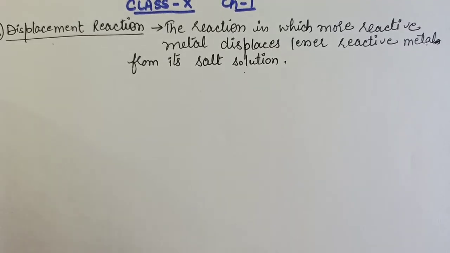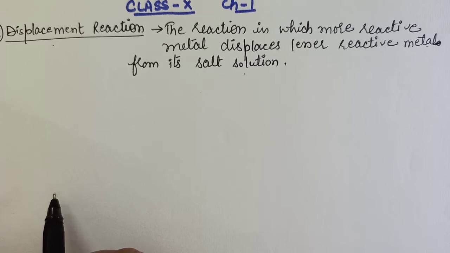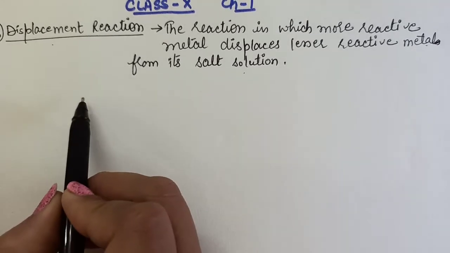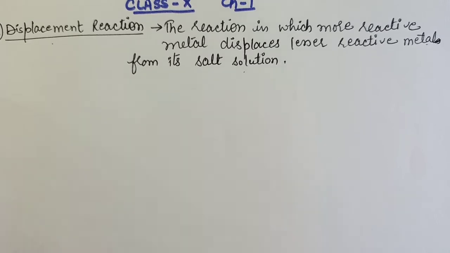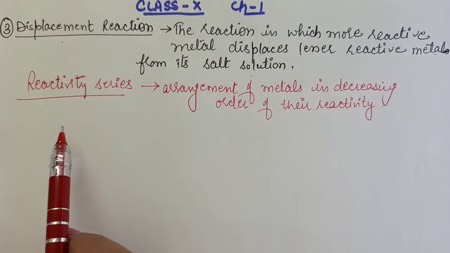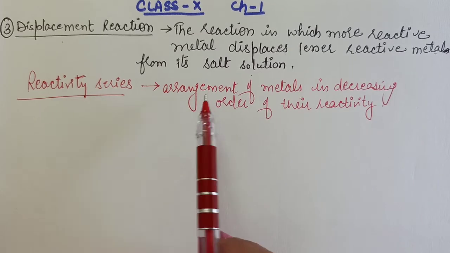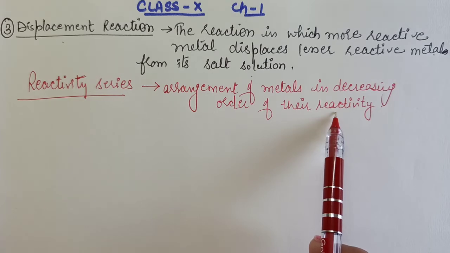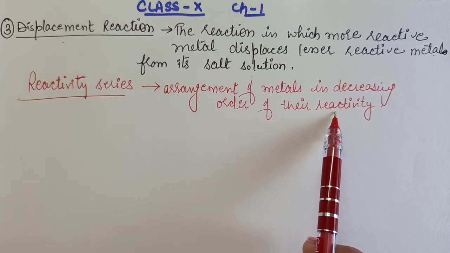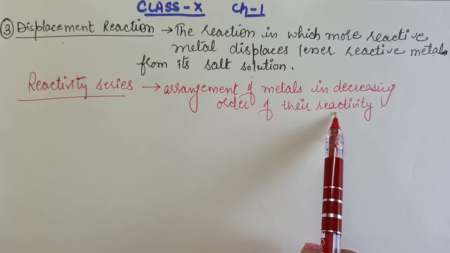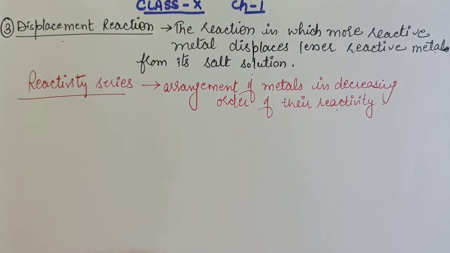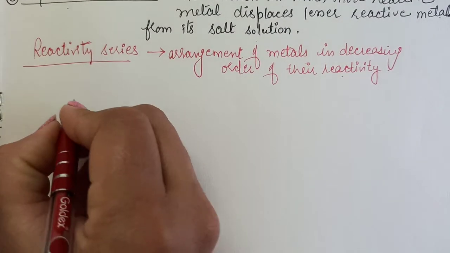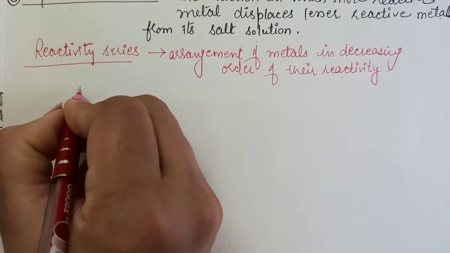Before doing the examples of this reaction, we need to learn the reactivity series that helps in doing this type of displacement reaction. Reactivity series is the arrangement of metals in decreasing order of their reactivities. You have done this reactivity series in 8th standard also. There is a very simple method to learn it. You can speak along with me.